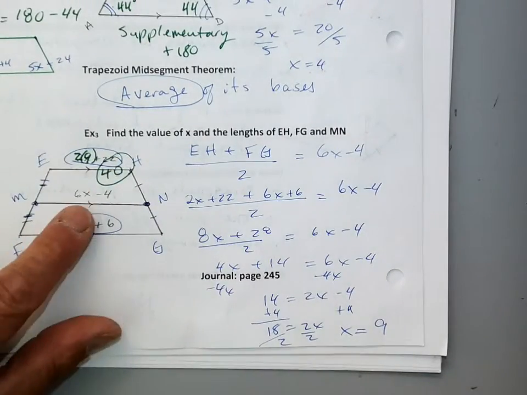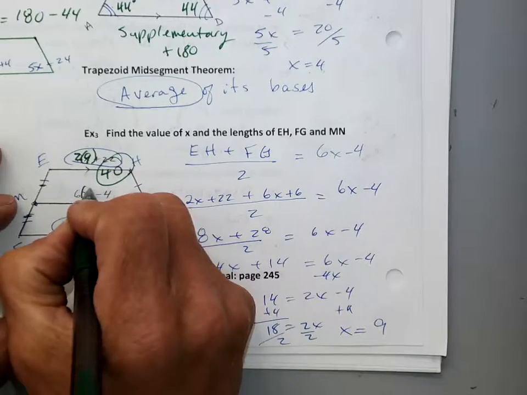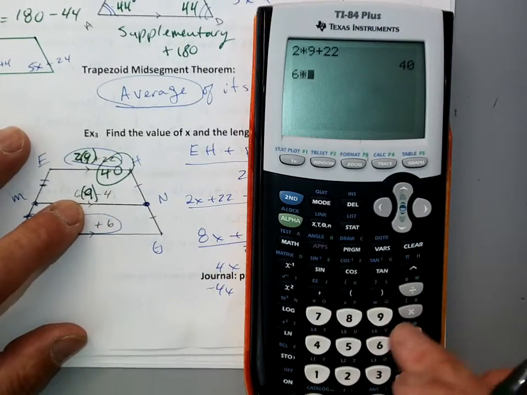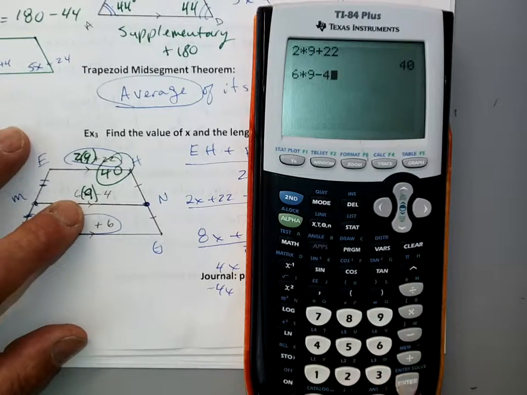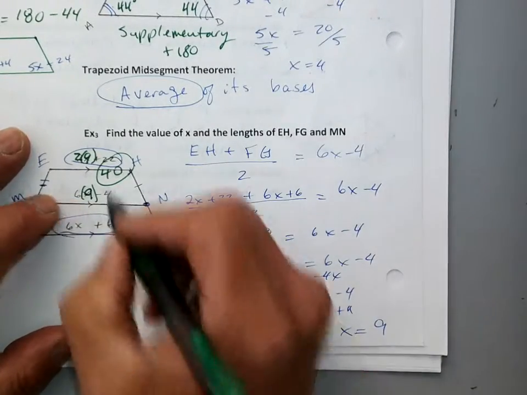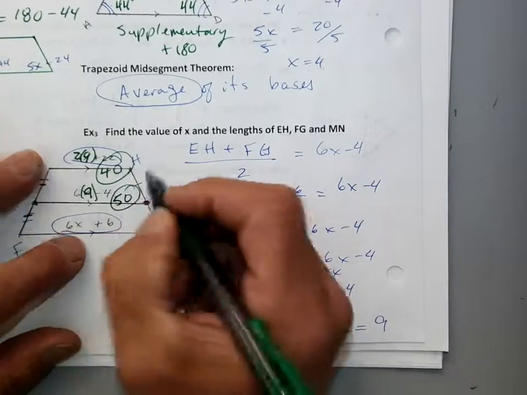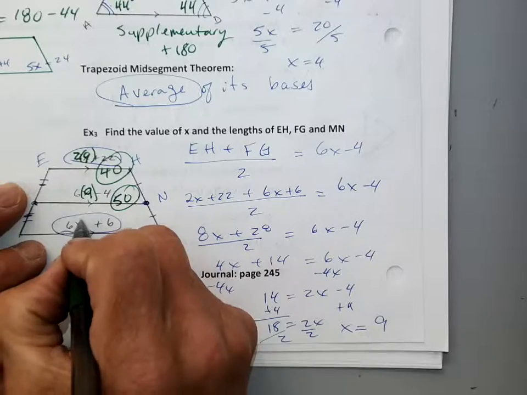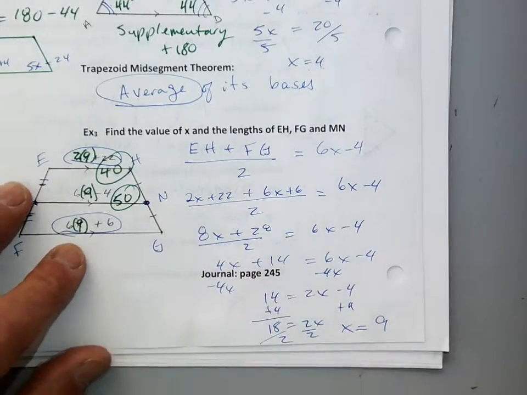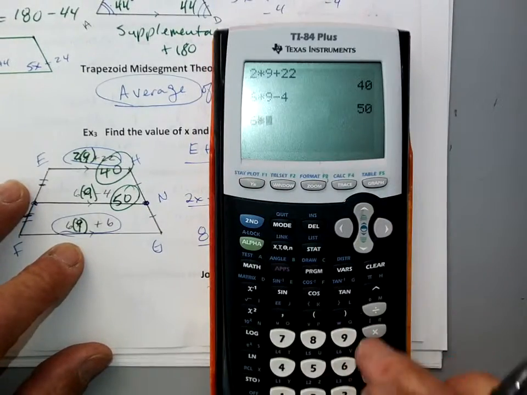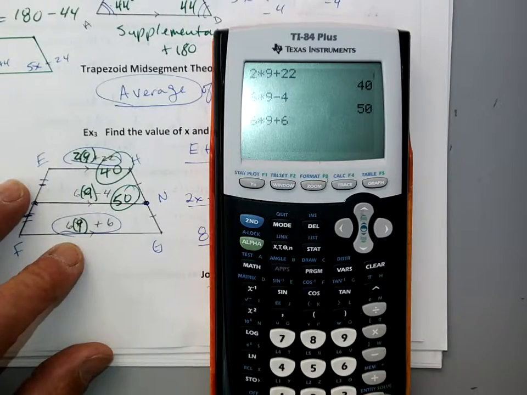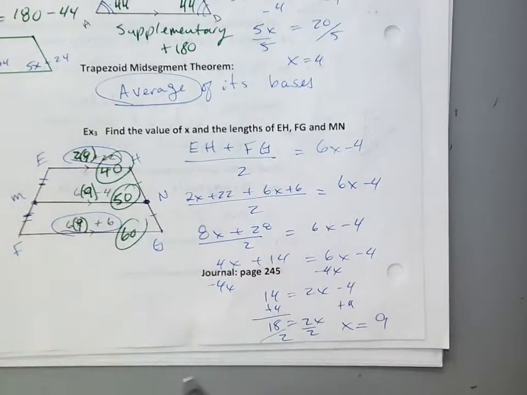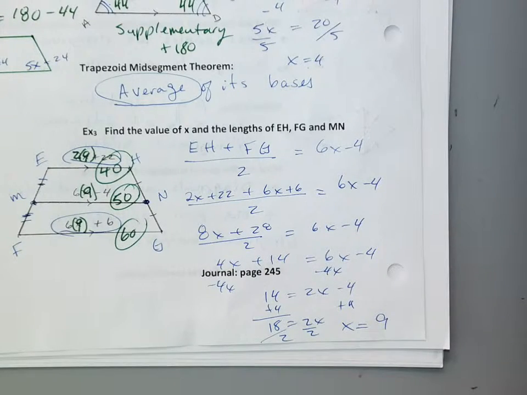Let's plug my 9 in here. What is 6 times 9 minus 4? I get an answer of 50. This is probably 60, since it seems like an average, but we can plug it in. It's got to be 60. 6 times 9 plus 6 is 54 plus 6, which is 60. What do you know? There it is. And we don't need the journal because we already did it earlier. So that's what I have.